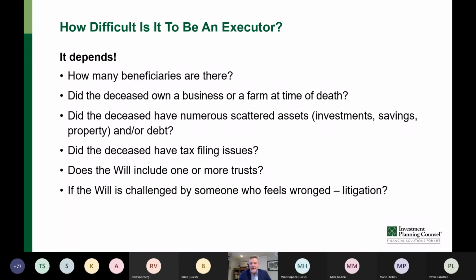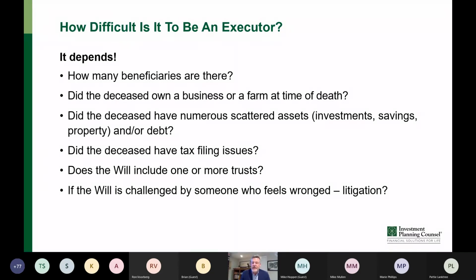Did the deceased have numerous scattered accounts? If things are scattered all over the place, it may take additional time to make sure that those things are administered properly. It could mean that you might not be able to find some of the documents. So it could delay some factors. And I'll tell you why delaying sometimes on the administration can be a bit of a pain.